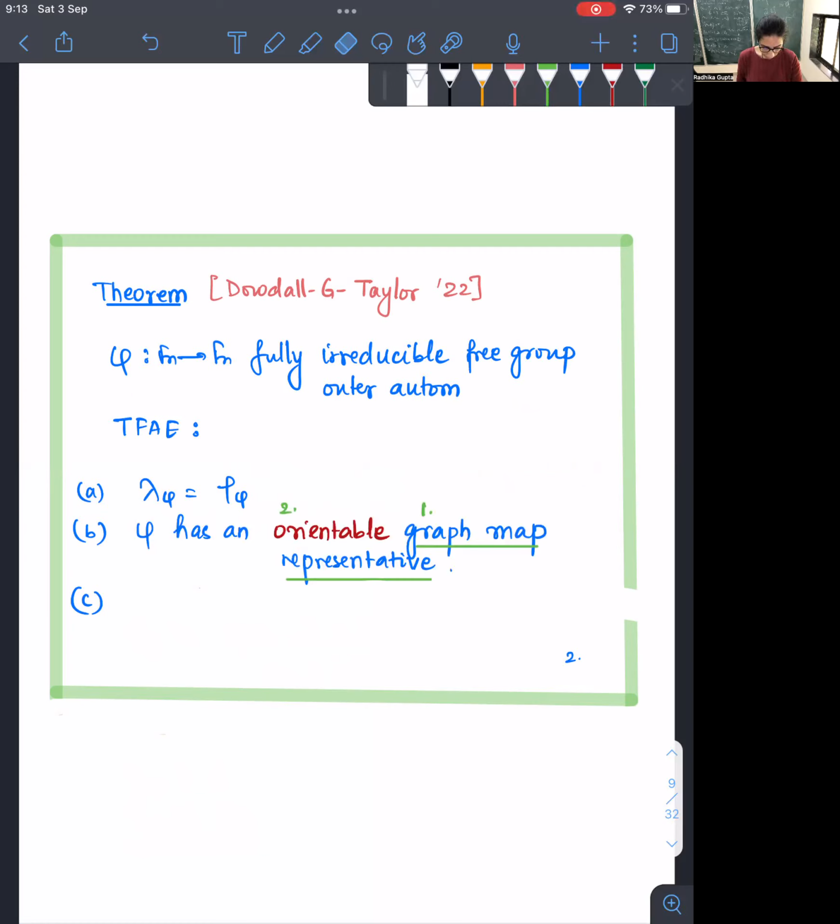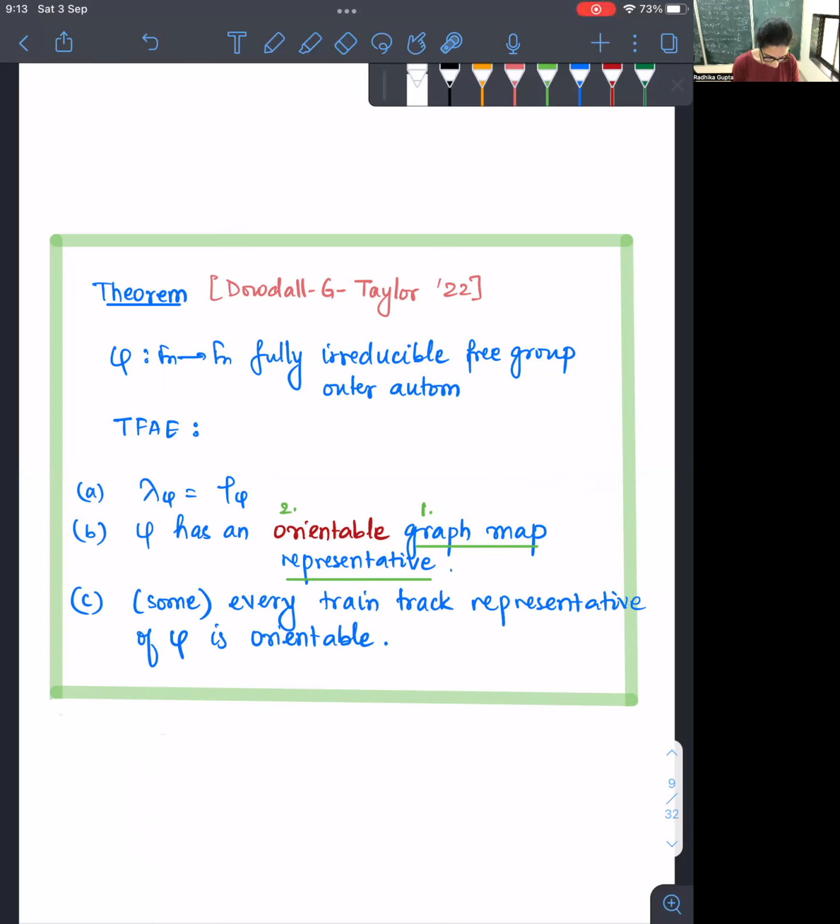So I'll tell you now what is a graph map representative of an automorphism, and then I'll tell you what it means for it to be orientable. And for those who maybe know some of this stuff, this is equivalent to some train track representative of phi being orientable. So stretch factor symmetry has something to do with orientable graph map representatives.